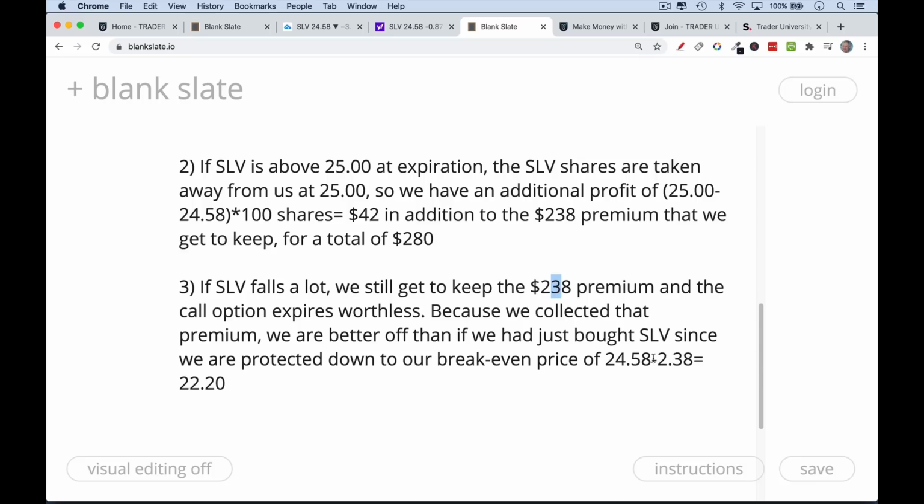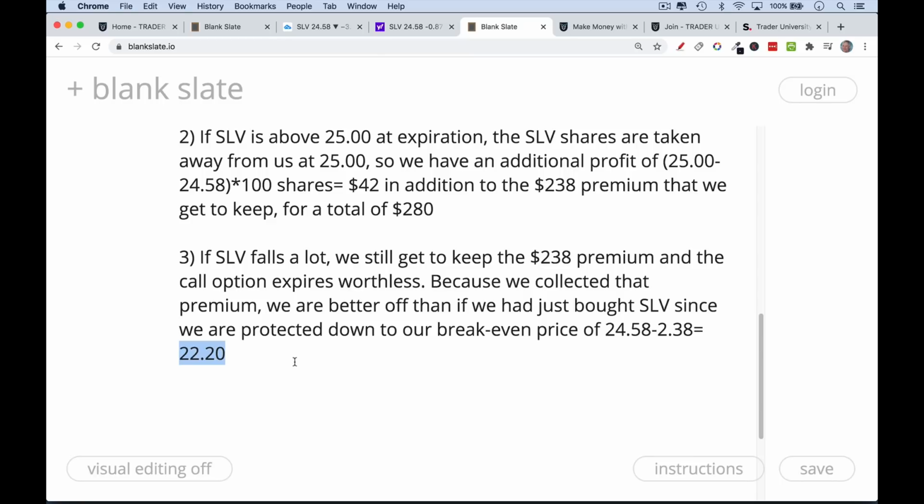And so if we paid $24.58 for the shares and we collect $2.38 per call option, we just do $24.58 minus 2.38, and that gives us our break-even price of $22.20. So in other words, we don't lose any money all the way down to $22.20 because we've collected this premium, which sort of helps to cushion the fall.